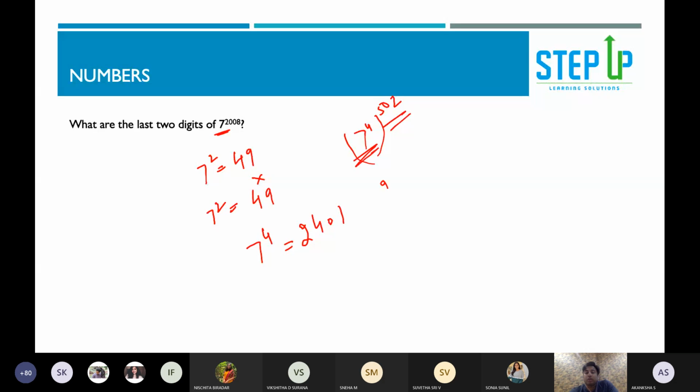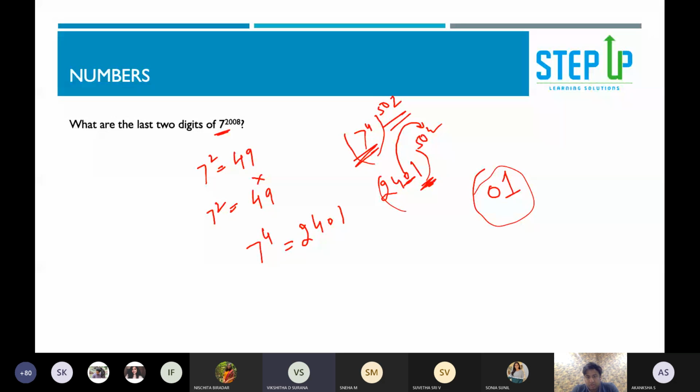Now we know that the value is 2401 and the power is 502. The number ends with what? 1. The unit digit will always be 1. What is the second last value? 0. 0 multiplied by 2 is how much? The last two digits of the complete expression will be 0, 1. Do I need to explain it again?